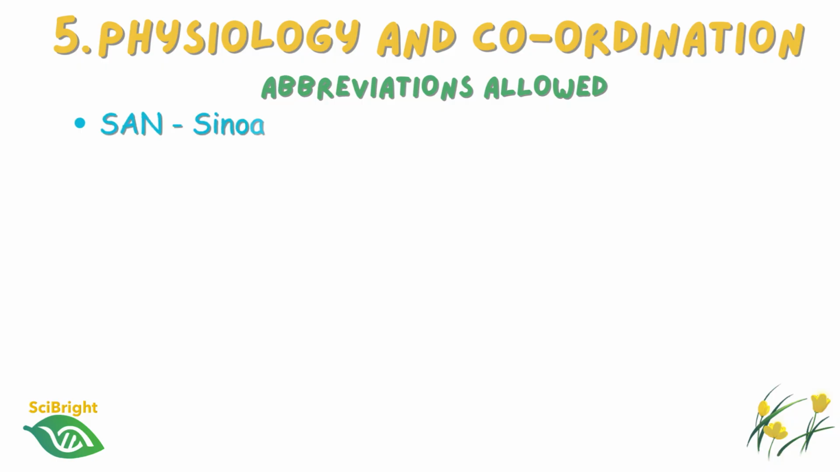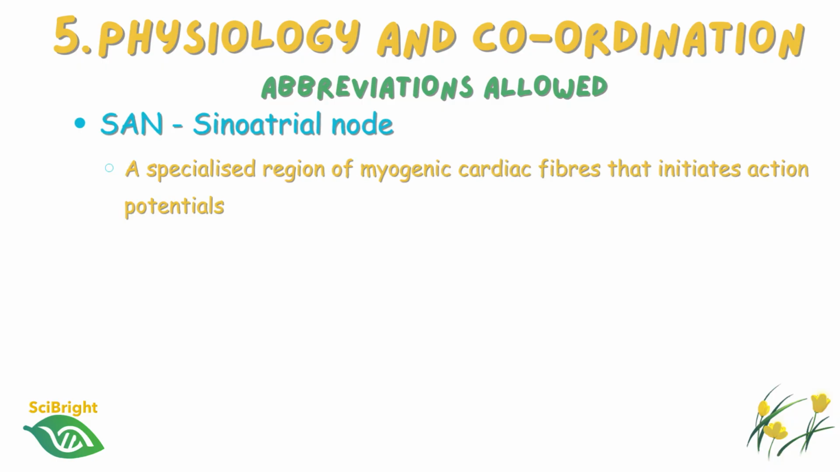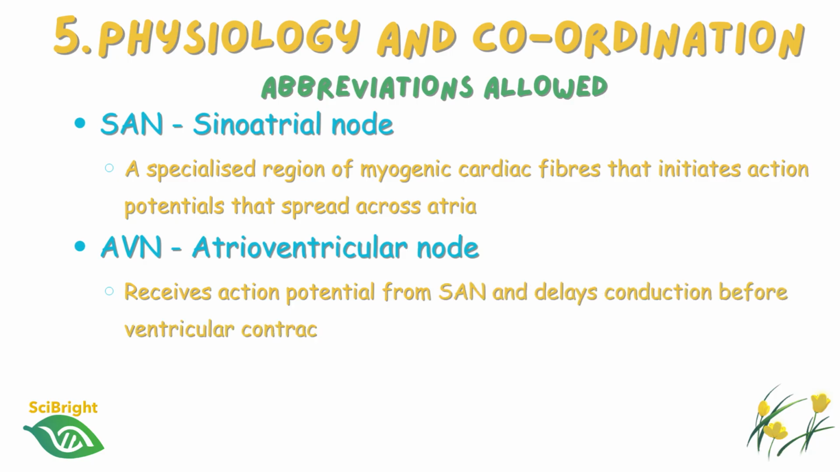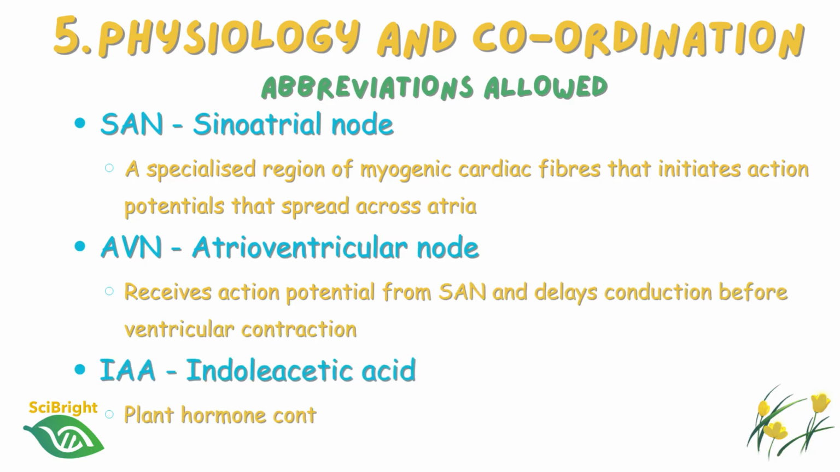The next group of abbreviations we're going to look at are linked to physiology and coordination. So those that are on the official list and the abbreviations that can be used without writing out in full are SAN for sinoatrial node, AVN for atrioventricular node, and IAA for indoleacetic acid.